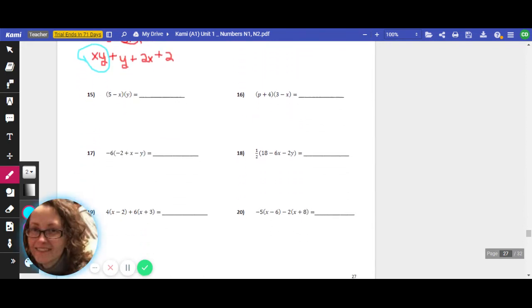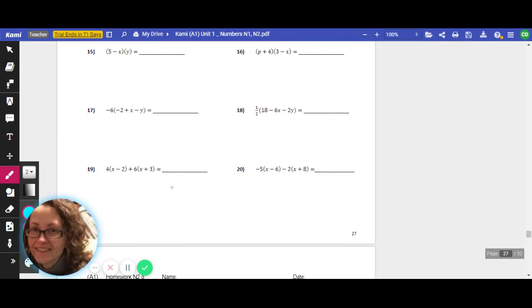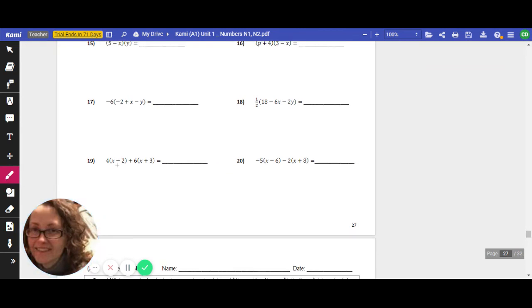So I hope this does help you go ahead and get started. Actually, let's go ahead and look at number 19 before we stop here. I'm going to take this 4 and distribute it to both terms inside the parenthesis that it is in front of. And then I want to take the 6 and distribute it to the terms inside its parenthesis. So don't let this problem worry you. It's just basically like two different problems smushed together with this little plus sign.